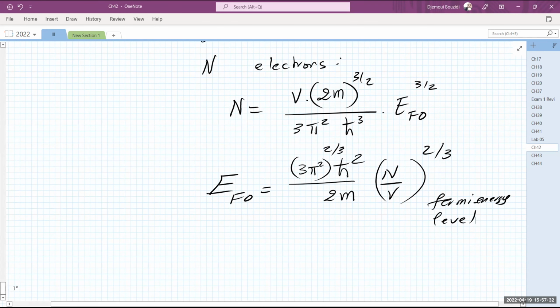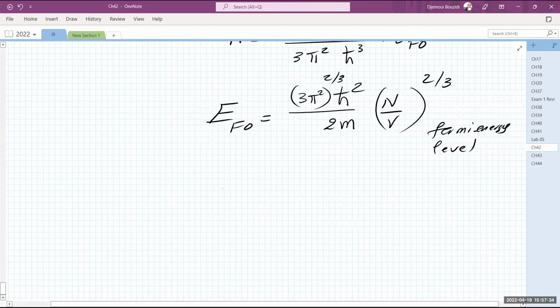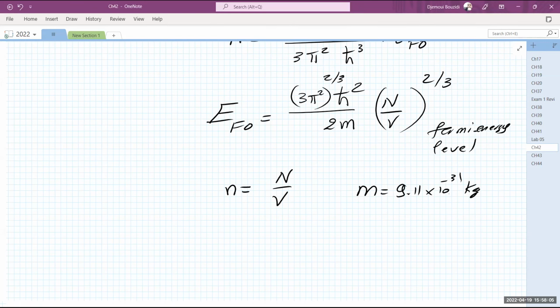So typically, what we have is N over V. N over V is the density of charge carriers. So how many you have of them for the material. If you know that, then you know what the Fermi energy level is, because especially for electrons, we know what the mass of the electron is. For normal conductors, for metals, we know what m is. m is just the mass of the electron, which is 9.11 times 10 to the negative 31 kilograms. When it comes to semiconductors and other materials, it becomes a little bit more complicated because the mass actually is an effective mass, not a real mass.